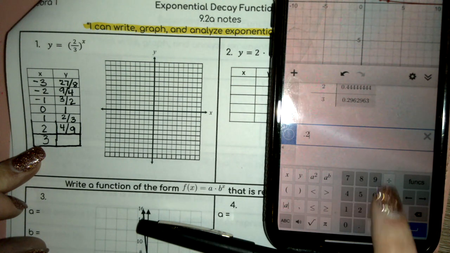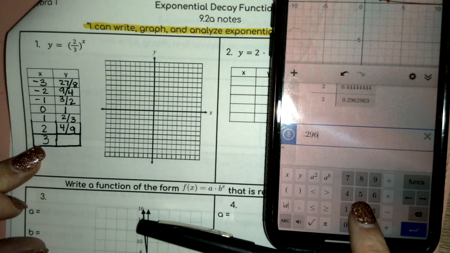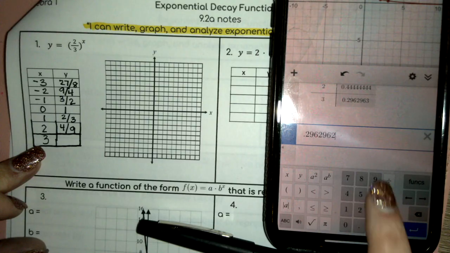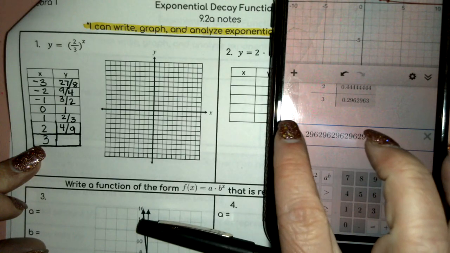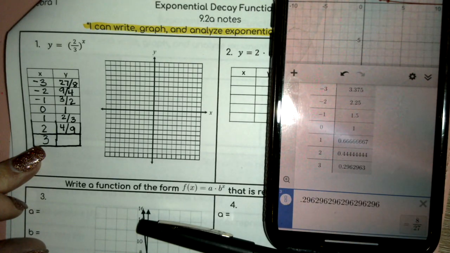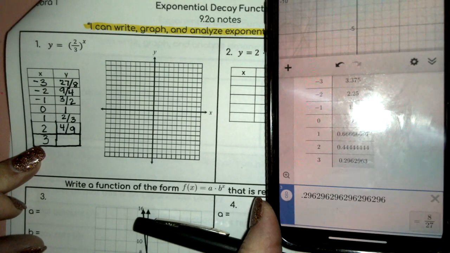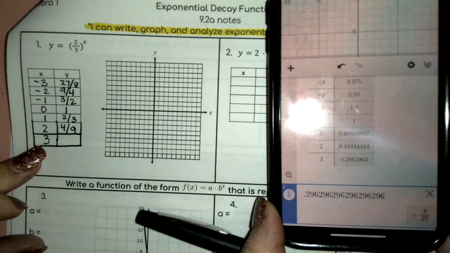So 0.296, 296, 296, and I'm going to keep doing that until that little circle reappears. Let me guess. And then it'll give me the fraction. And that fraction is 8/27.